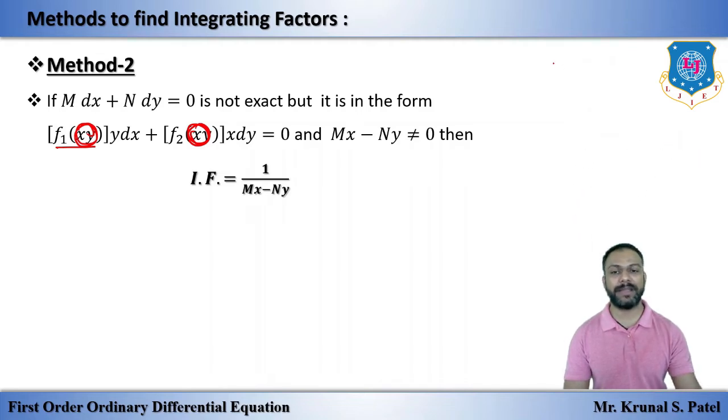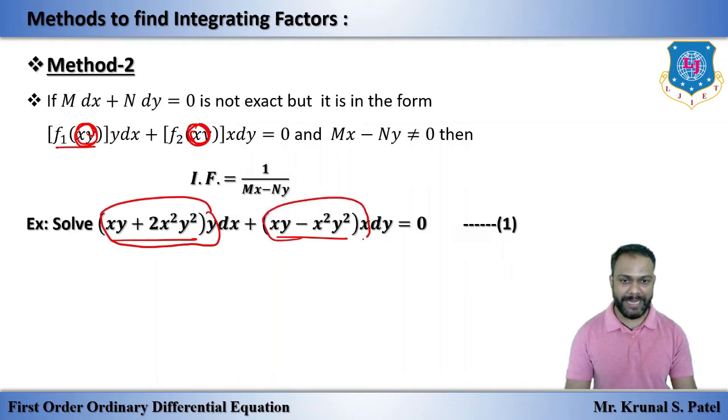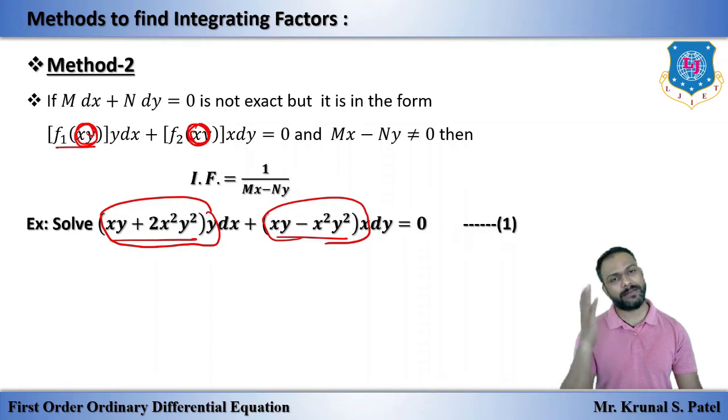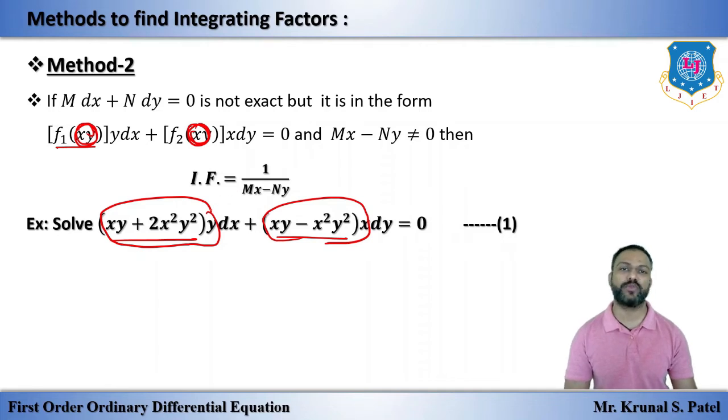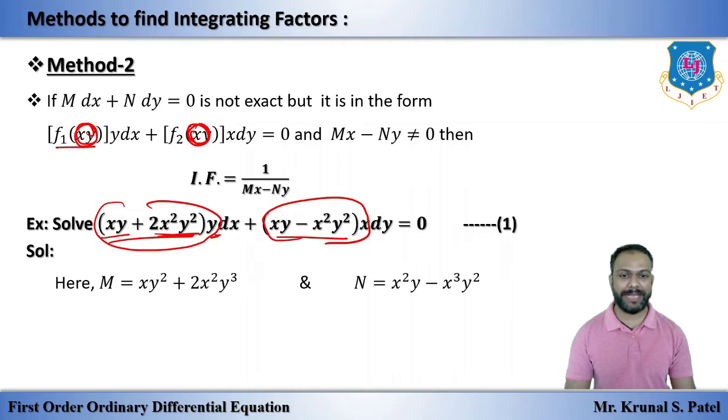So to understand this method better, we have this example. First we will start with m dx plus n dy. What is m? This entire part is our m, and this entire part is our n. First we have to check whether it is exact or not exact. If it is exact, then there is no need to find this IF. Okay, if it is exact, then go with the flow of the previous lecture. But if it is not exact, in that case we have to find the IF. So this is our m. We'll multiply y in this bracket. So m is equal to this, xy square, 2x square y cube. And if you multiply x in this bracket, x square y and x cube y square.